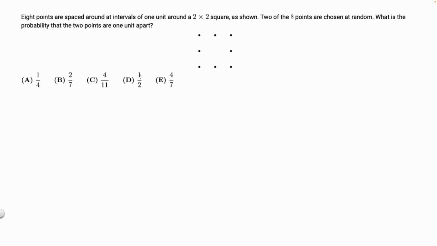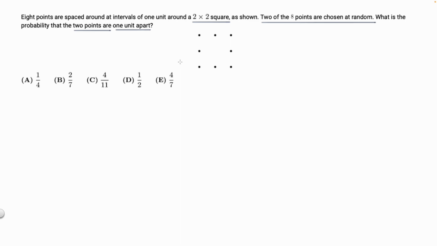8 points are spaced around at intervals of 1 unit around a 2x2 square as shown. 2 of the 8 points are chosen at random. What is the probability that the 2 points are 1 unit apart? So we have a 2x2 square as shown, and 2 of the 8 points are going to be chosen at random. And what is the probability that the 2 points are going to be 1 unit apart?